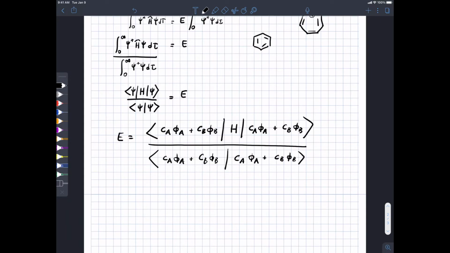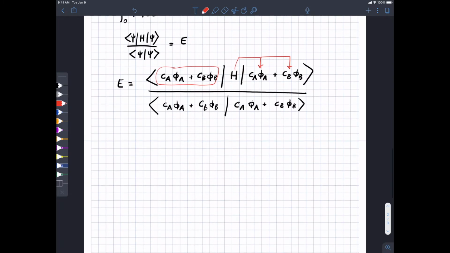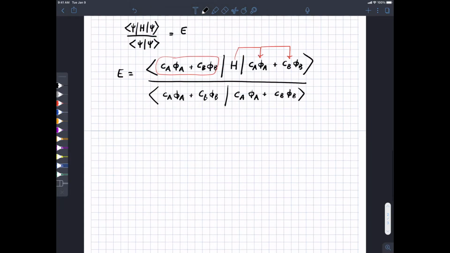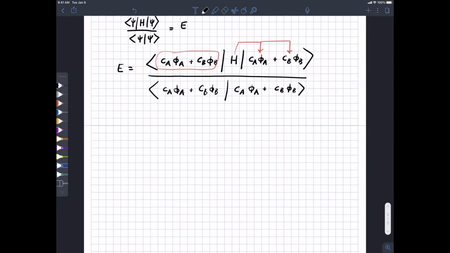Some of you may have done something like this in PChem. I don't want to belabor the algebra, so I'm going to skip a couple of steps ahead. What we basically are going to do is apply the Hamiltonian to each of those two functions, and then multiply each of those by this. In some ways, you can think of this like the distributive property, and if you do all of that, you come up with the following numerator for our energy.